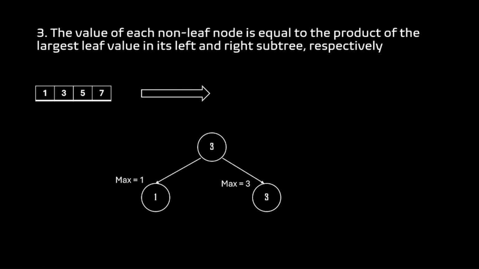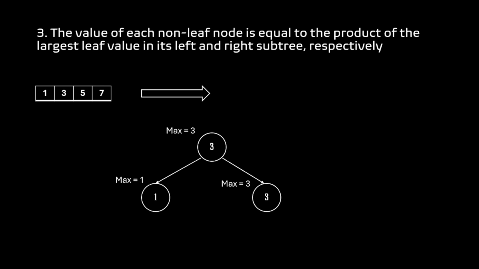So what will be the maximum value of the leaf node in this node? Okay, what will be the largest leaf value of this node? Well, it will be the largest leaf value between the left subtree and the right subtree. So the largest leaf value between these two is 3, right? So we'll have the max value as 3 itself.